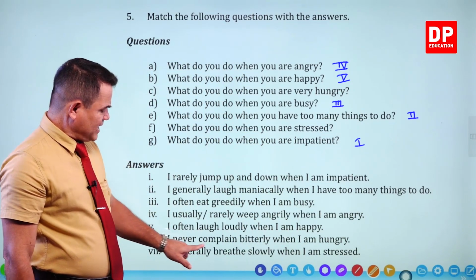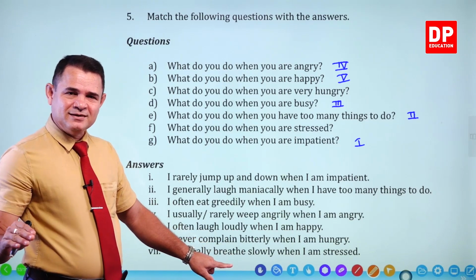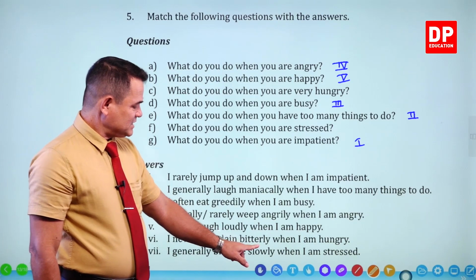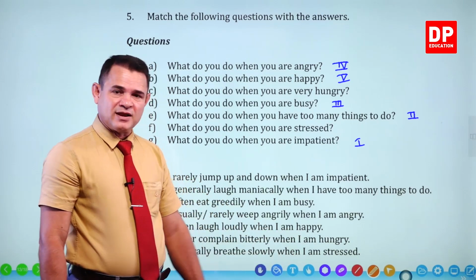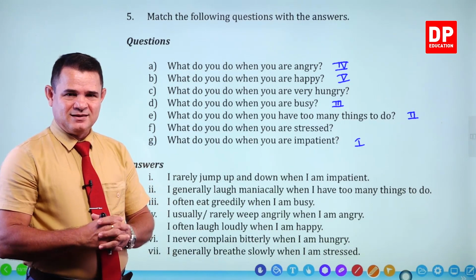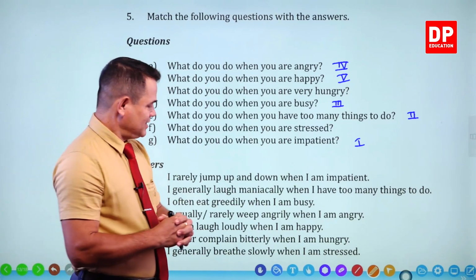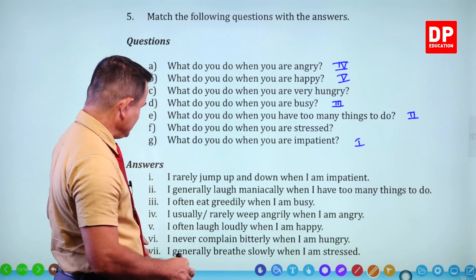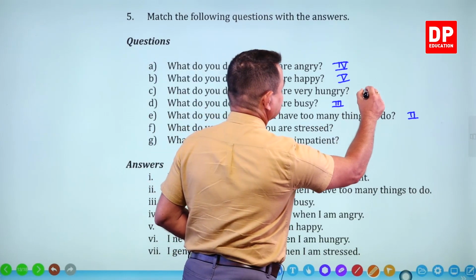Then I never complain bitterly when I am hungry. Never complain. So when I'm hungry, yes, that is this.